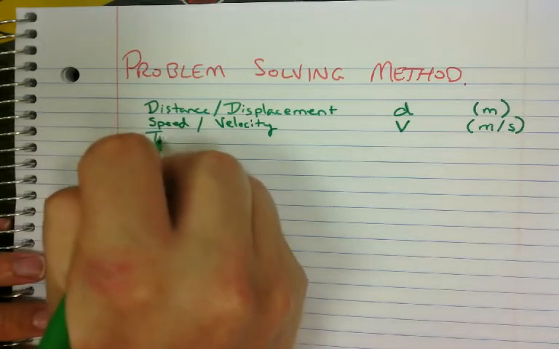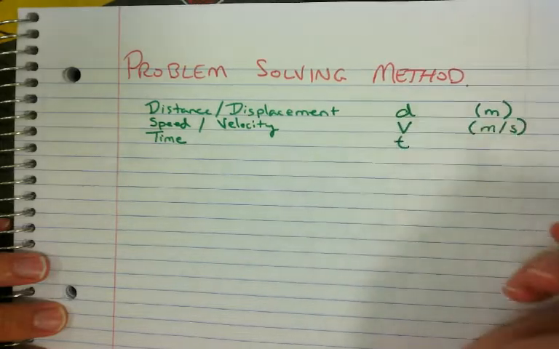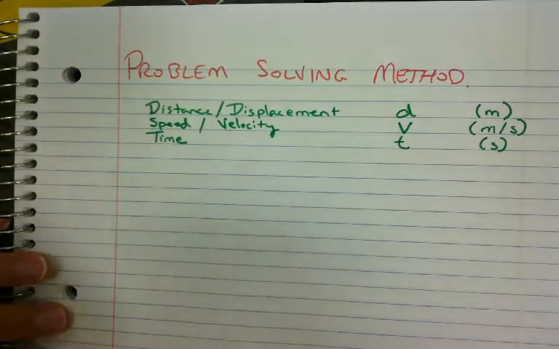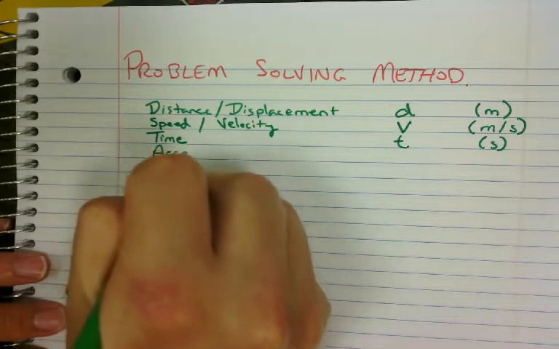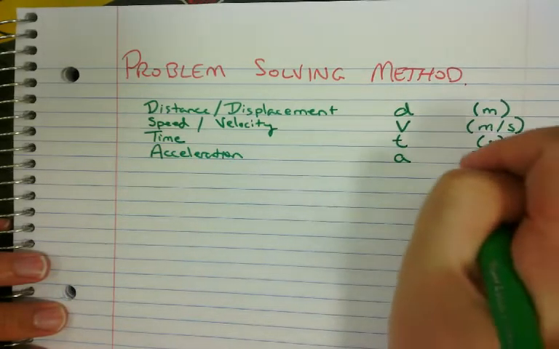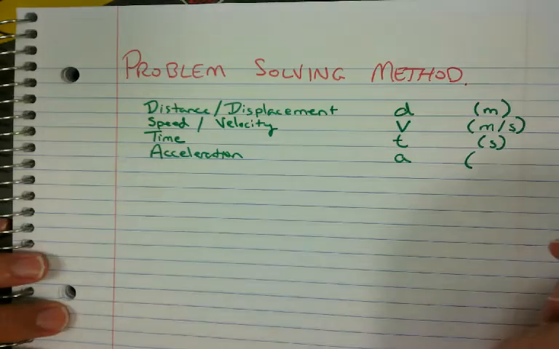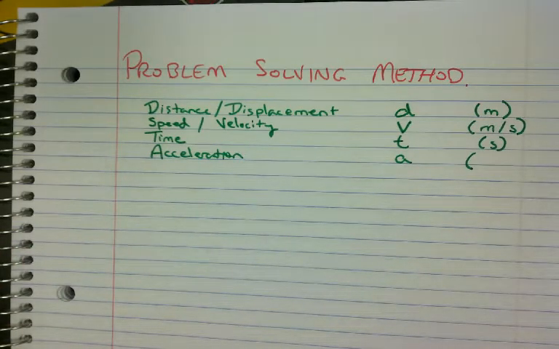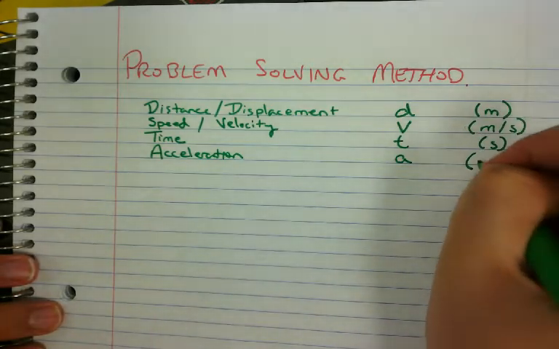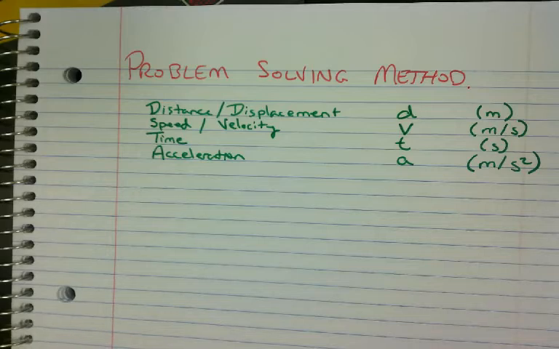Next, we're going to have time. We're going to use the symbol lowercase t. We're always going to measure that in seconds. And then we're going to have acceleration, which we're going to use lowercase a. And its units, as I very briefly discussed when we were doing the Nearpod, are meters per second squared.